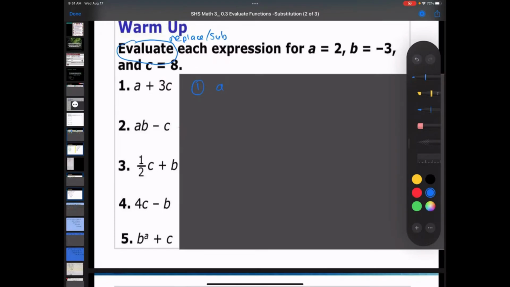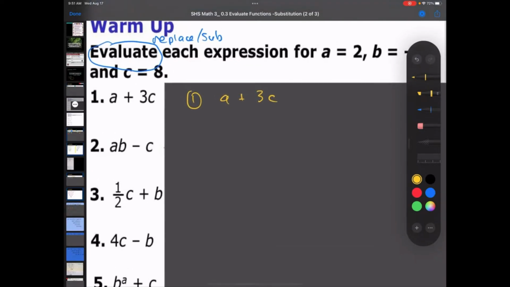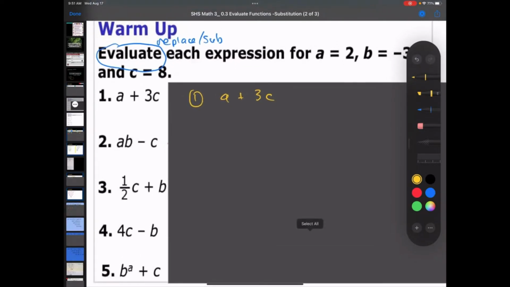Blue doesn't show up well, sorry. Let's try yellow. Question number 1, A plus 3C. And you'll notice that in the beginning they gave me 3 letters, but I only have 2 variables, so I don't need to use the variable B. So every A value is 2. So every A value, I'm going to replace it with a 2. And every C value is 8. So we're going to write every C value to be 8.